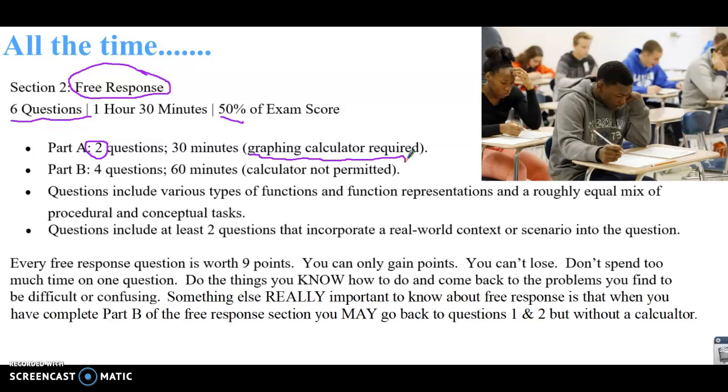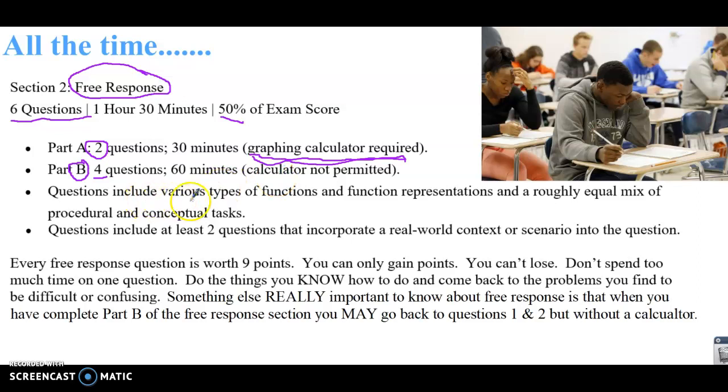So remember, think of the test like a sandwich. You begin the test without a calculator with multiple choice. Then in part B of the multiple choice section, you're allowed a calculator. Then you're allowed a calculator for the first set of free response. So that's your sandwich: in the middle, you have the calculator. And then in part B of the free response, you have 4 questions in which there is no calculator permitted.